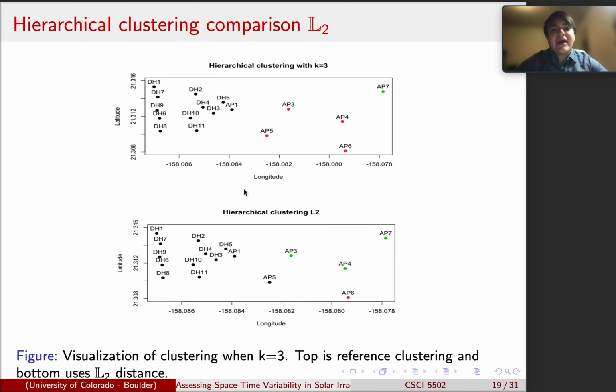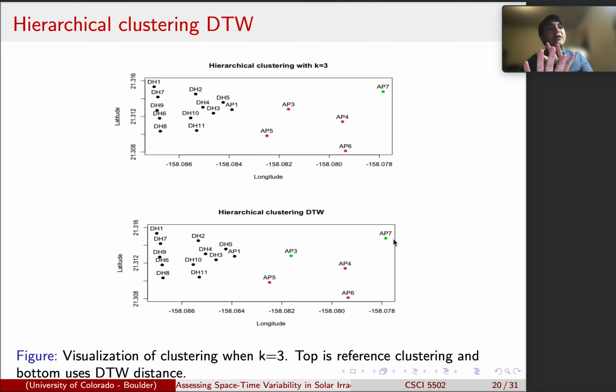Now we perform the same hierarchical clustering, but only taking the L2 distance between the time series, and this is the result we get. As we can see, there's a clear distinction between these clusters. For example, AP5 belongs to two different clusters, AP7 is not an outlier in the second cluster anymore, but now AP6 is on its own, and this reflects in a low adjusted Rand index of 0.76, whereas the Rand index can go from 0 to 1.